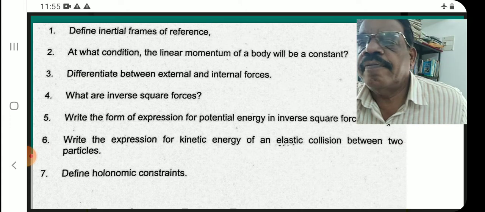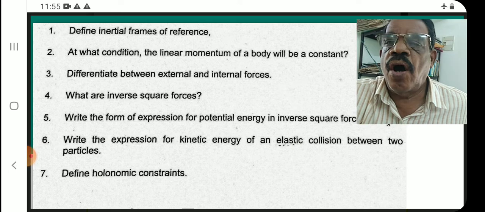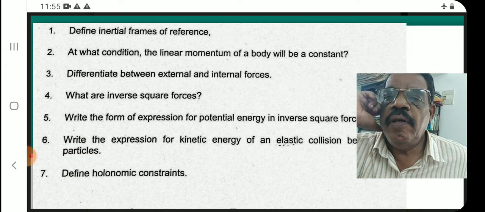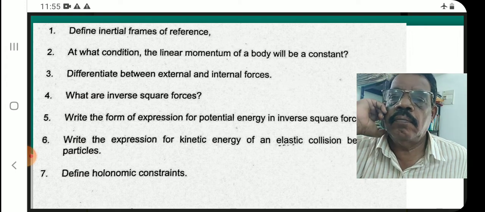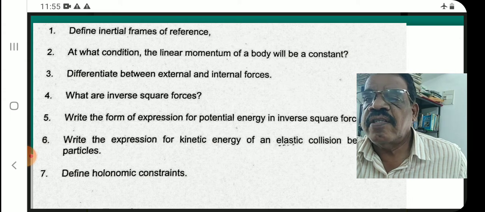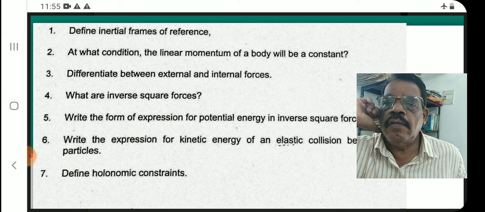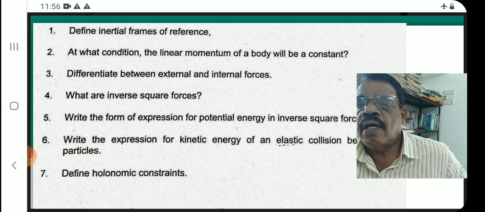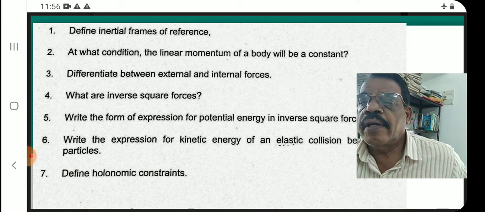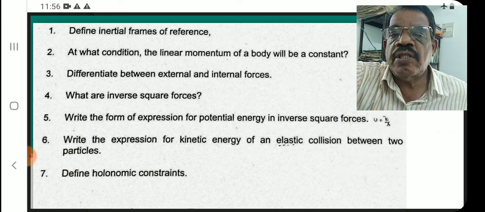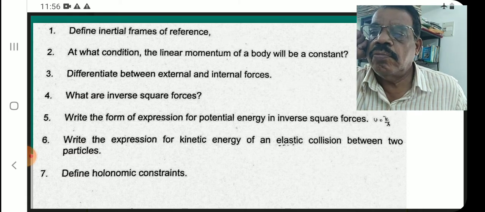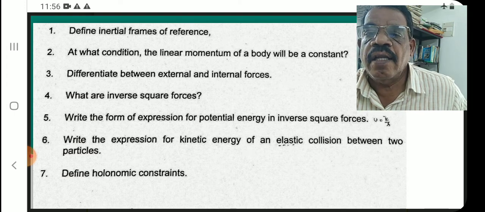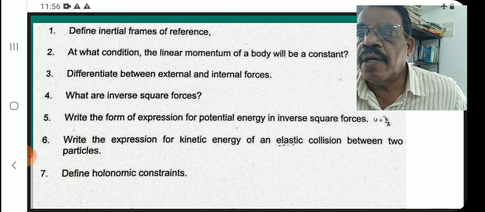Question number 1. Define inertial frames of reference. Number 2. At what condition the linear momentum of a body will be a constant? Number 3. Differentiate between external and internal forces. What are inverse square forces? Write the form of expression for potential energy in inverse square force. Write the expression for kinetic energy of an elastic collision between two particles.